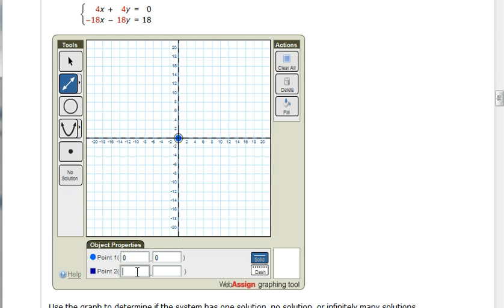So we'll have to choose another value for x. Let's let x equal 1, and then y will have to equal negative 1.